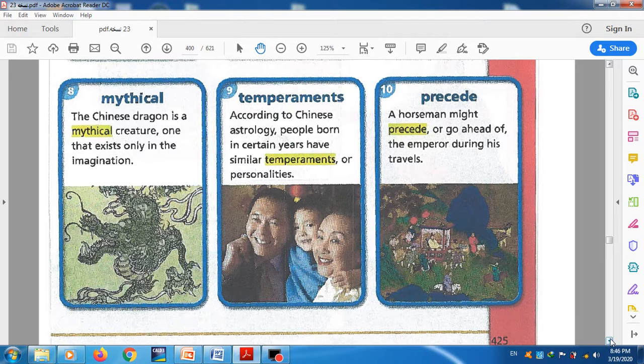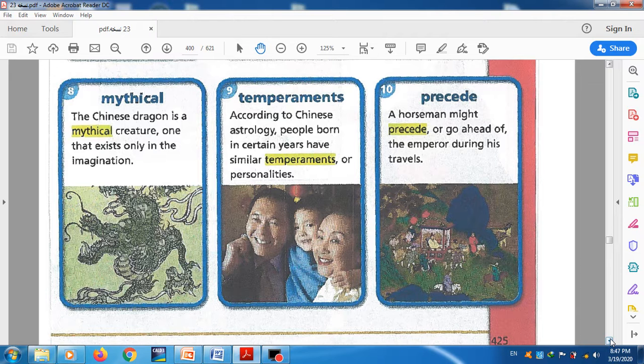Good. Number 9, temperaments. Plural. The singular is temperament. The example: according to Chinese astrology, people born in certain years have similar temperaments or personalities. So here temperaments means personalities. I think you know the meaning of personality. Each one of us has a different personality, and some have similar personalities.